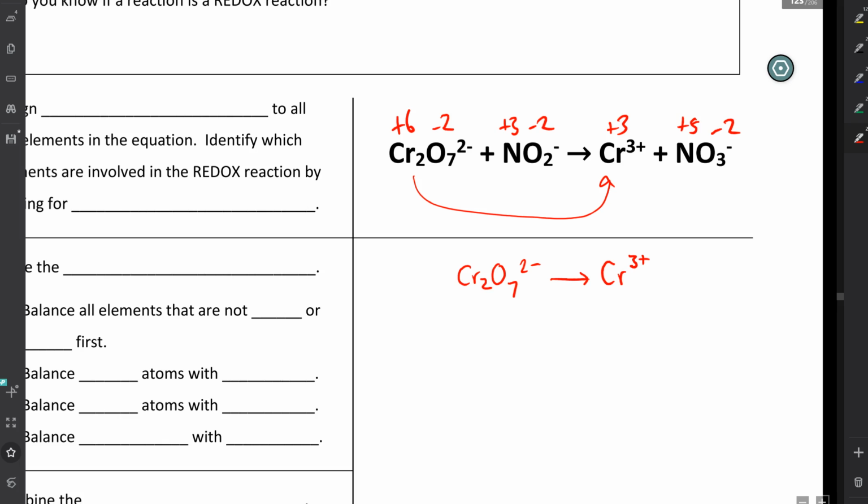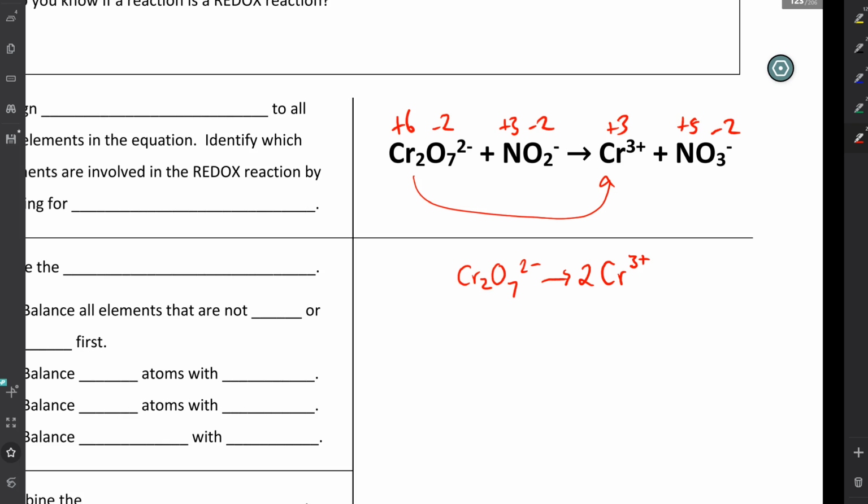Now again, the first thing I want to do is balance elements that are not hydrogen or oxygen. Well, that leaves me with chromium in this example. I've got 2 chromiums on the reactants. I only have 1 on the products. It's a little bit smaller. So I'm going to put 2 chromiums over on the product side. Now I'm balanced for chromium.